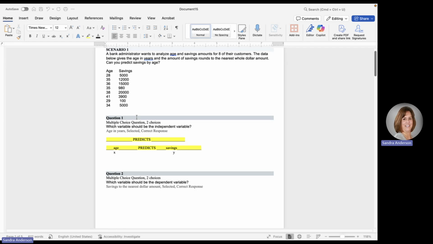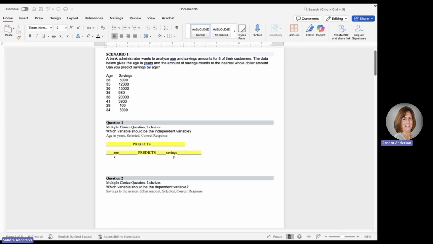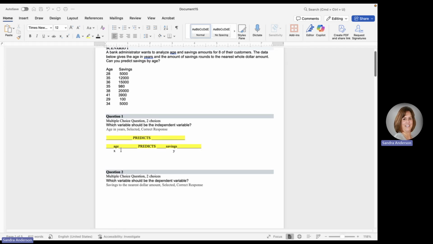So what I always do is I open up this scenario, "blank predicts blank," whatever I put in the first blank. It said, can we predict the savings by age? So we're wanting to know, does age predict savings? And if you do this every time, then X is the variable in the first blank, Y, or your dependent variable, is the variable in the second blank.